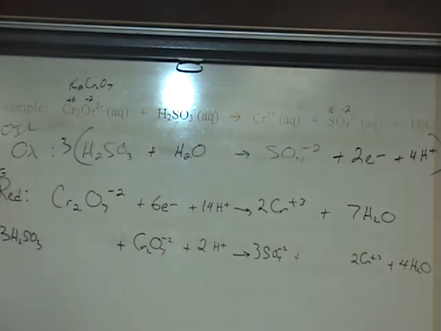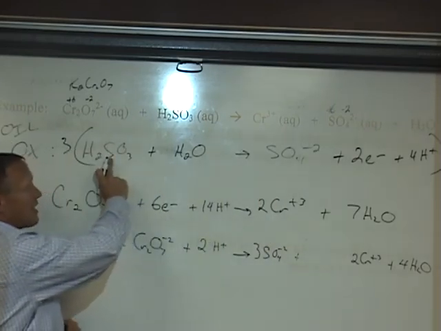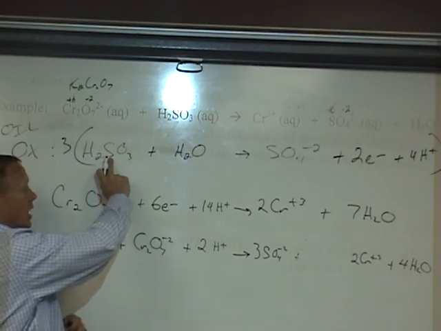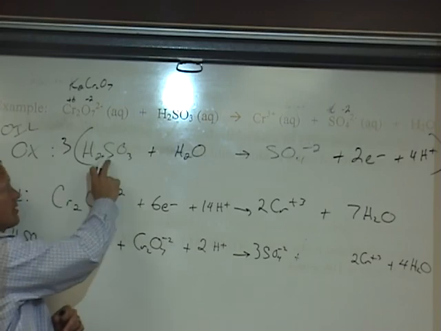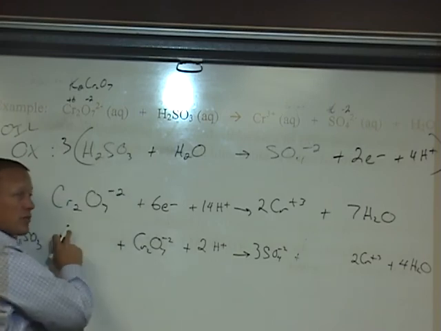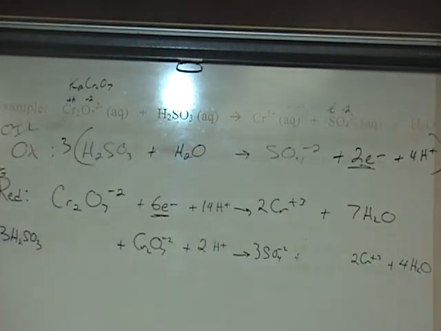Yeah? Why don't you multiply that oxidation by 3? Good question. The sulfur here is getting rid of 2 electrons, and the chromium wants to gain 6 electrons. So we had to multiply by 3 because it would take 3 atoms of sulfur to give that many electrons away. Basically, just make sure the electrons are equal. 2 electrons, 6 electrons. Okay, just make sure those are equal. Good question.